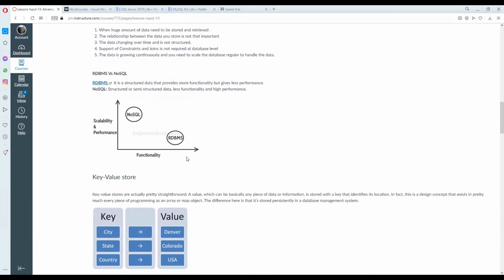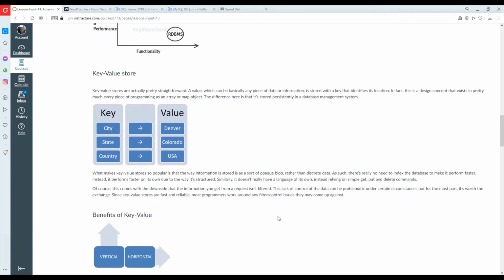Now, this is a diagram comparing relational against NoSQL. You notice the relational database is focused on functionality, but it gives less performance. Whereas NoSQL is focused on scalability and performance, but it gives less functionality.